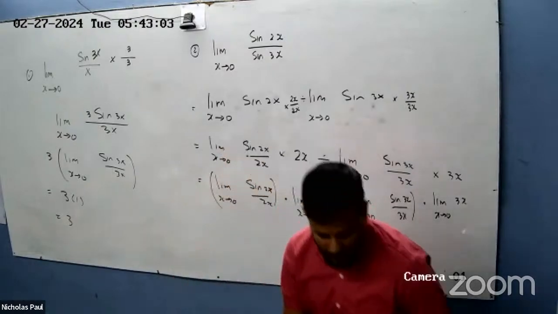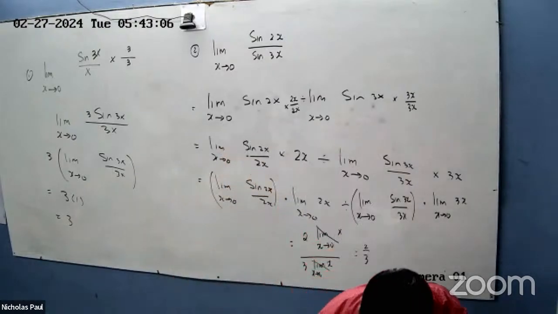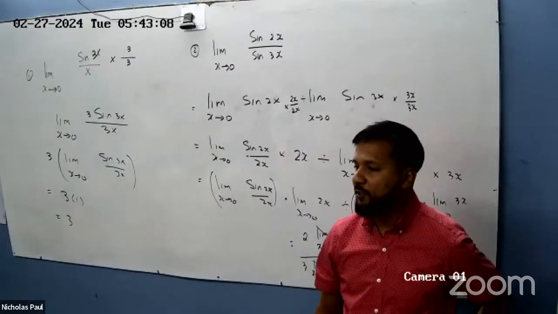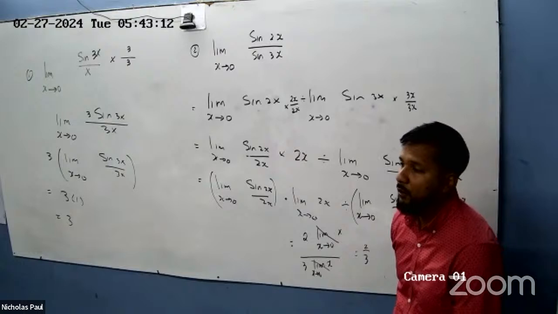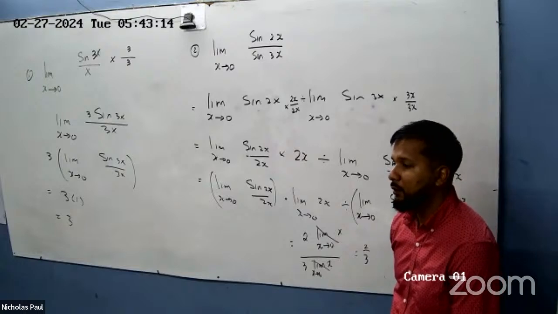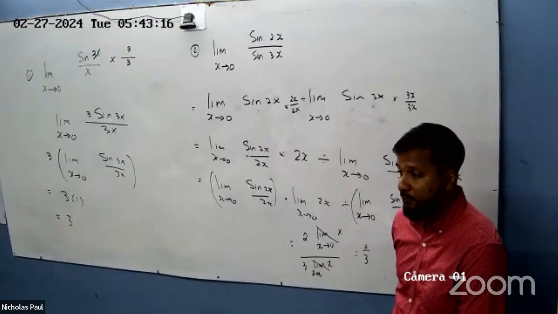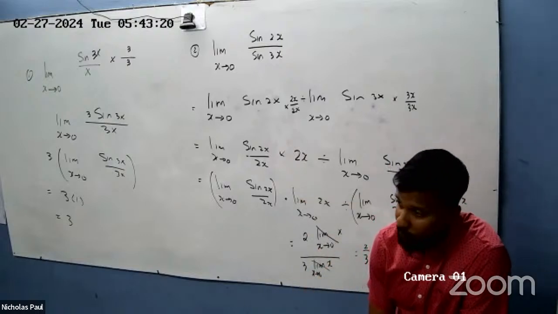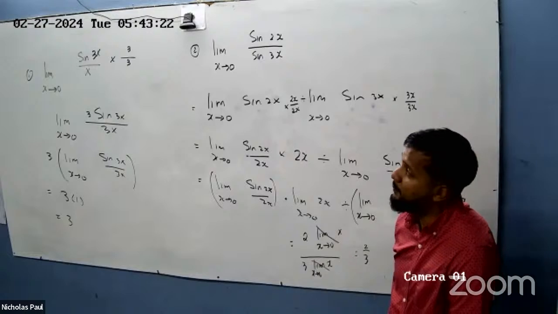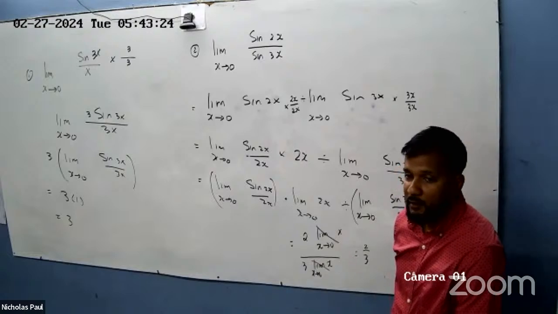Copy down. Let's try the next one. What are the rules of tan? Same as sine. Tan is the same as sine.